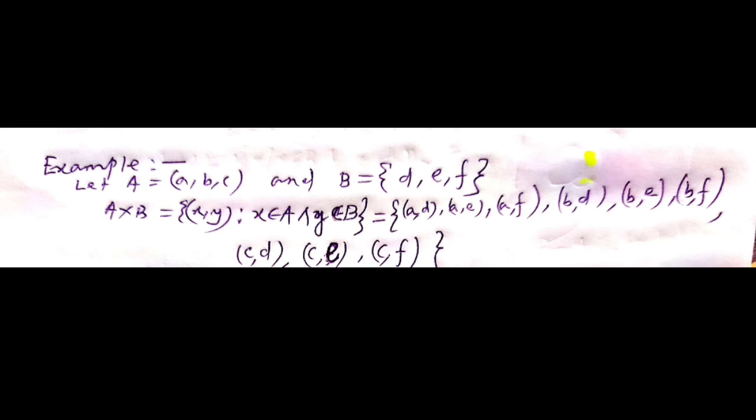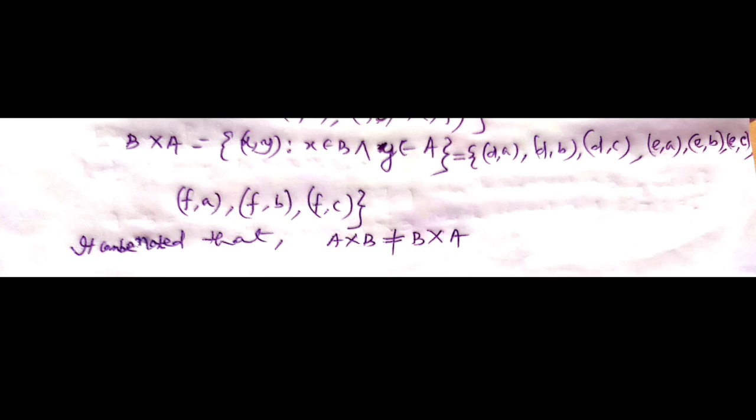Let's take an example. Let A be the set having elements a, b, c and B be the set having elements d, e and f. Then A cross B is the set of all ordered pairs (x, y) such that x belongs to A and y belongs to B. Definitely we get the ordered pairs ad, ae, af, bd, be, bf, cd, ce and cf. Thus A cross B is the set of ordered pairs ad, ae, af, bd, be, bf, cd, ce and cf.